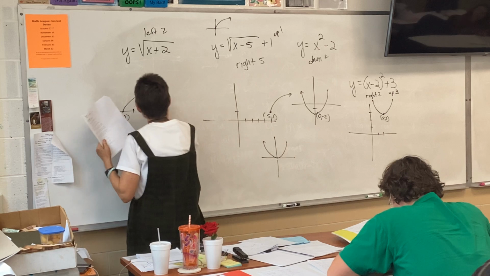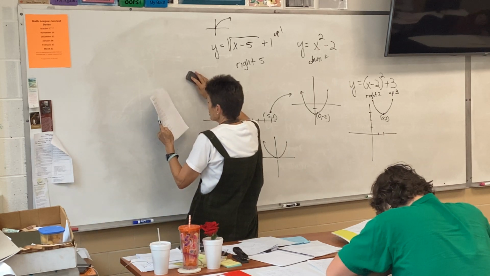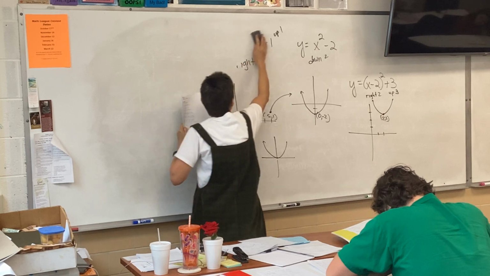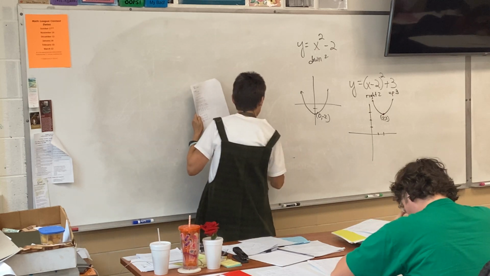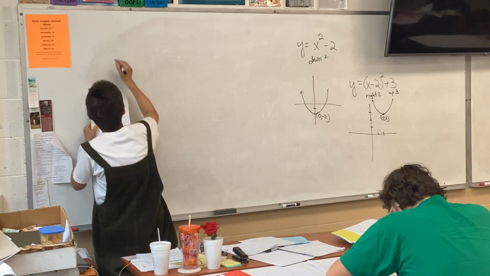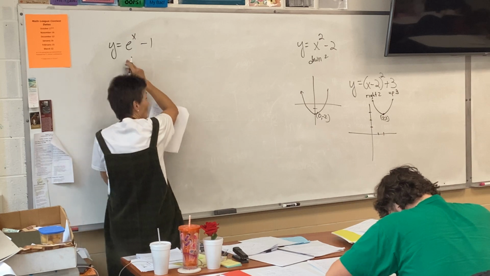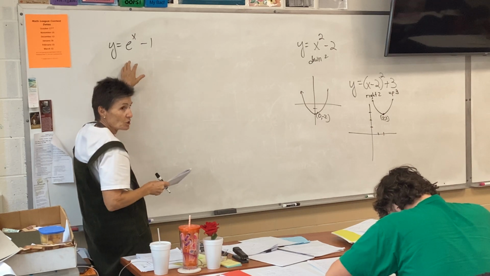There are 4 more of those at the bottom, H, I, J, and K. So let's do those right now, and then we'll start in with the piecewise functions. All right, so here we go. What's this one going to look like? What is this? This is what shape?